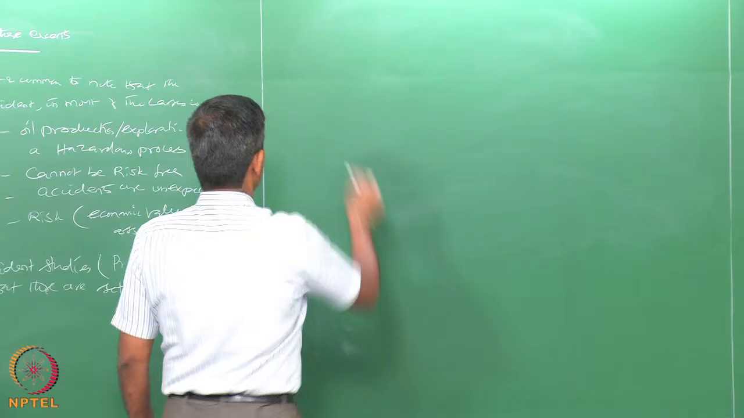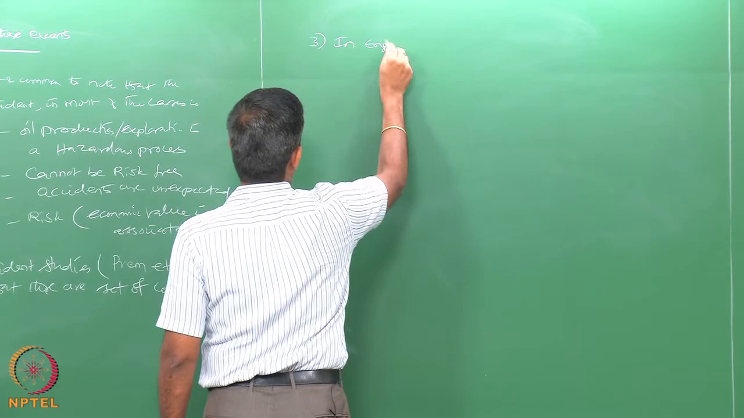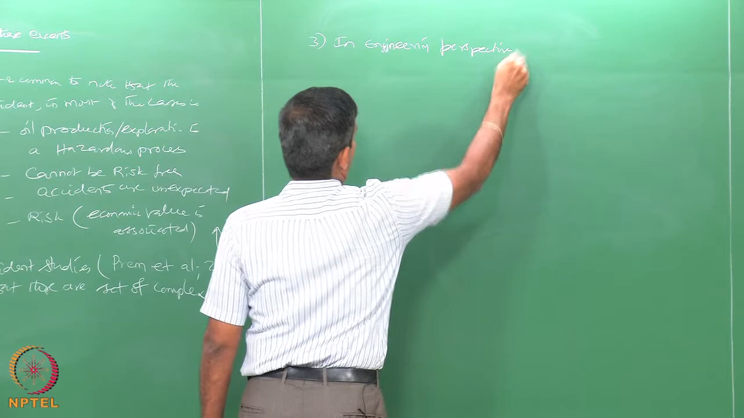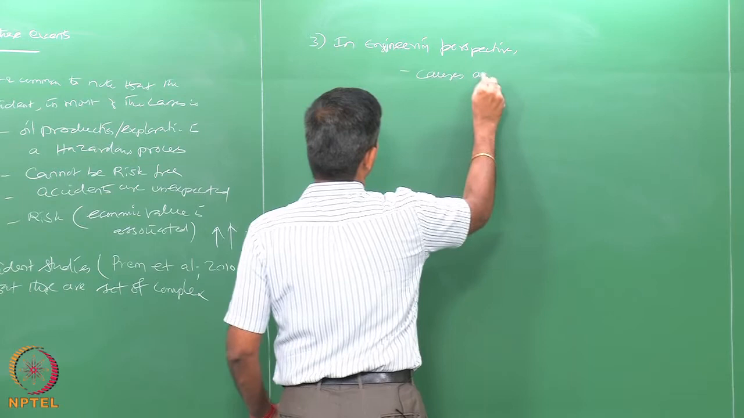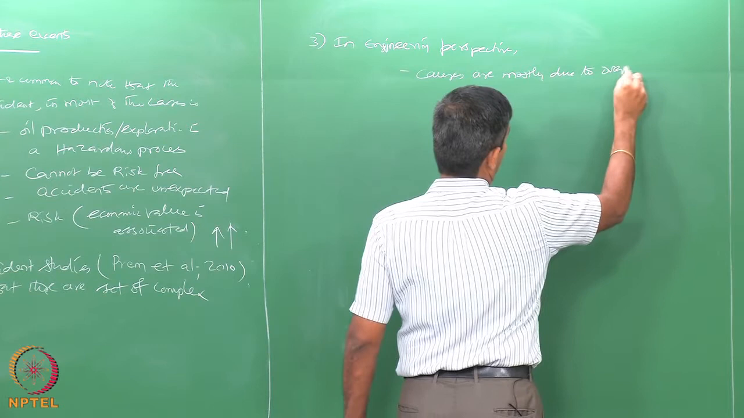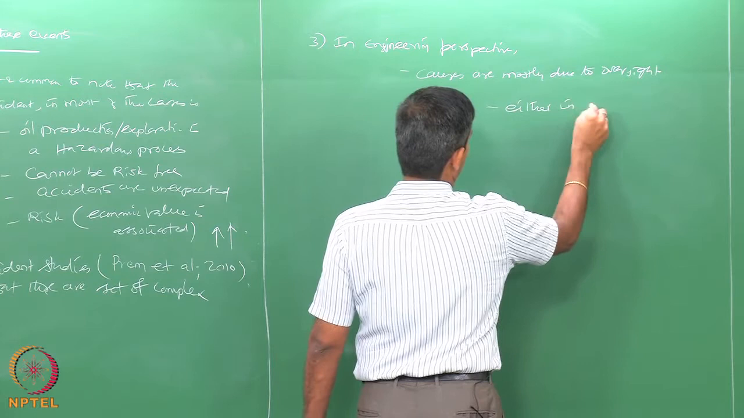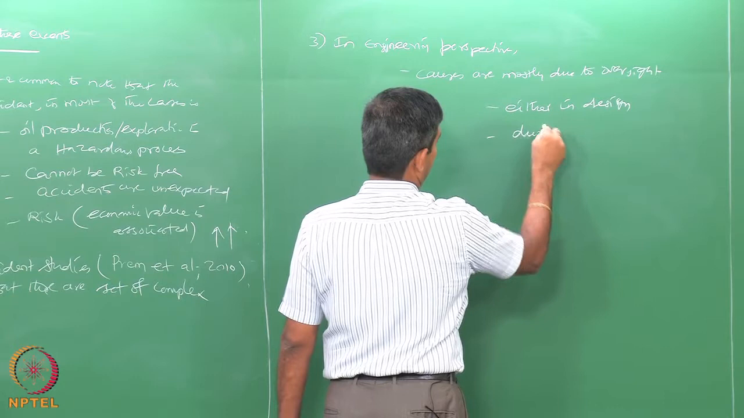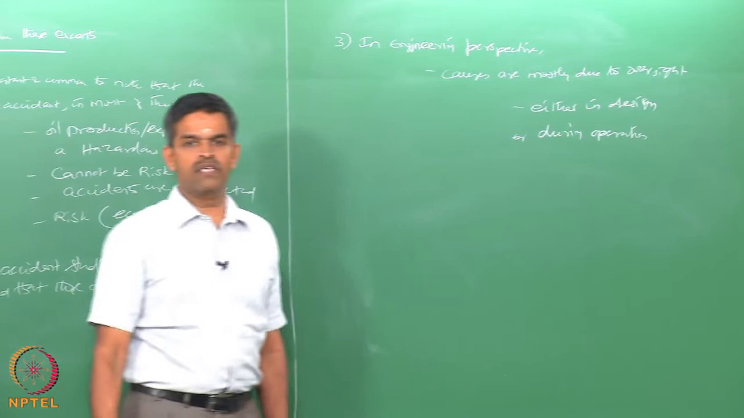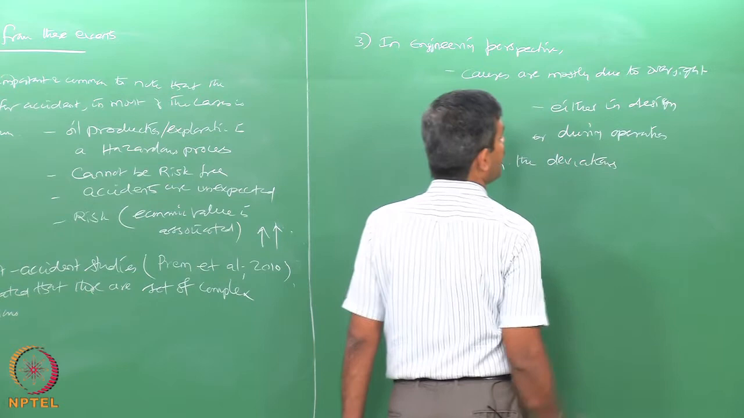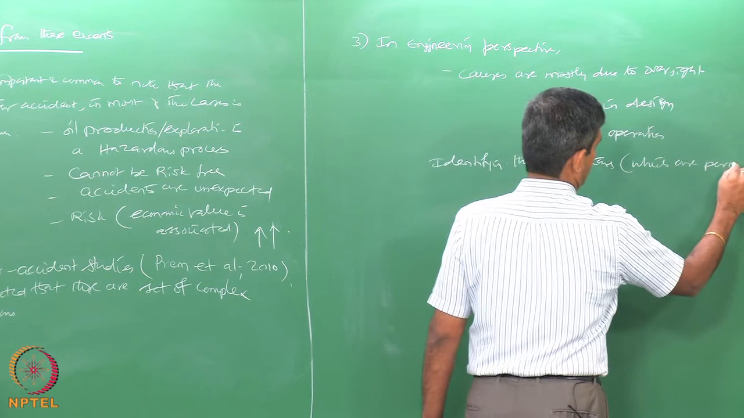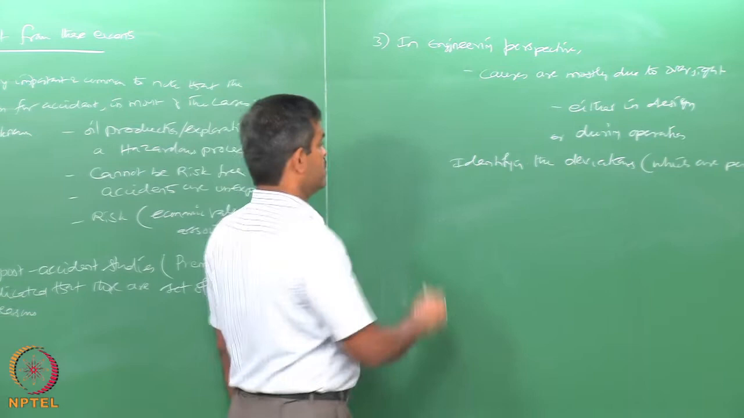In engineering perspective, if you try to diagnose these accidents, one can easily understand that the costs are mostly due to oversight. The oversight was either in the design or during operation, which resulted in serious accidents. Therefore, identifying the deviations which are perceived from the design intent in any working plant is important.